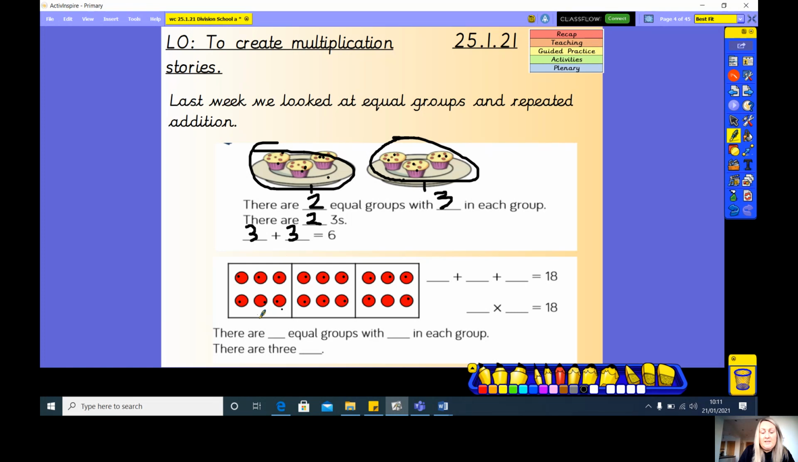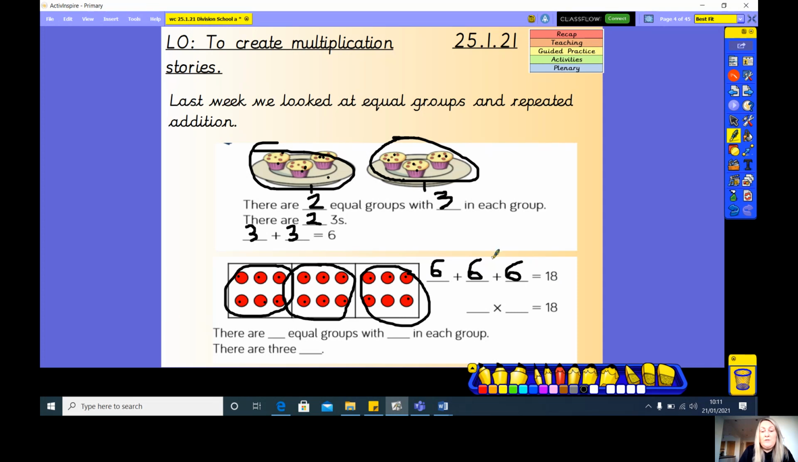Let's have a look at these dice here. So we've got 1, 2, 3 dice. And on each dice, there's 1, 2, 3, 4, 5, 6 spots. So we could write this as an addition number sentence like we have above. And we could write 6 because there's 6 spots here. Add another 6 because there's 6 spots here. Add another 6 because there's 6 spots here. And that equals 18.